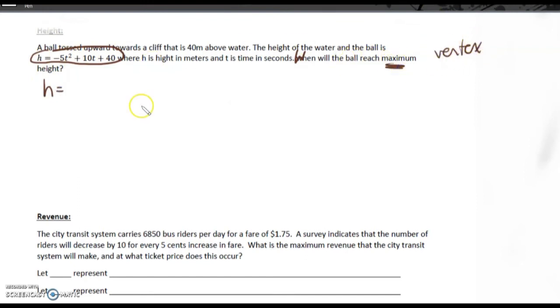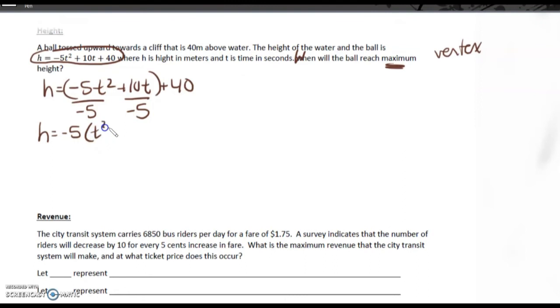Because this equation is in expanded form, I'm going to go ahead and complete the square. So bracket the first two terms, factor out the coefficient of t squared. Okay, so h equals -5, bracket t squared minus 2t, plus 40. Now we take this number that's in front of the t, and we take it to the side of our paper, we divide it by 2, and then we square it.